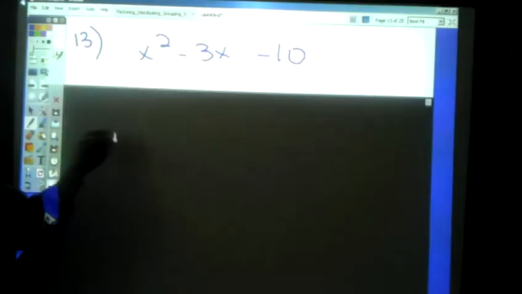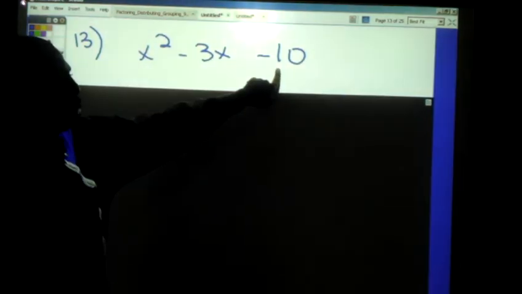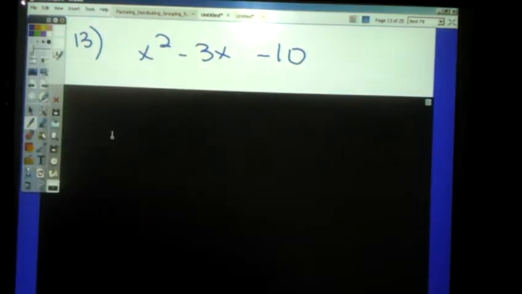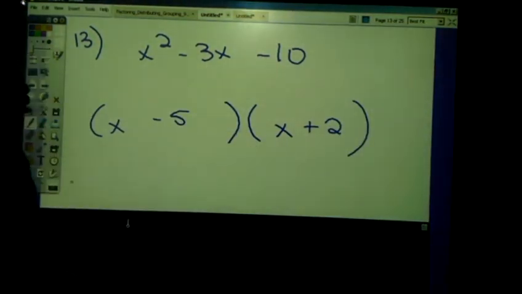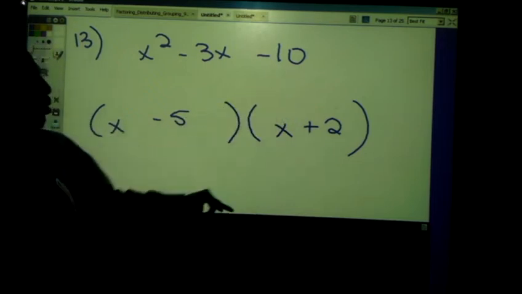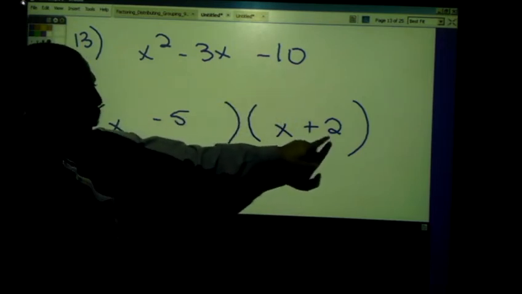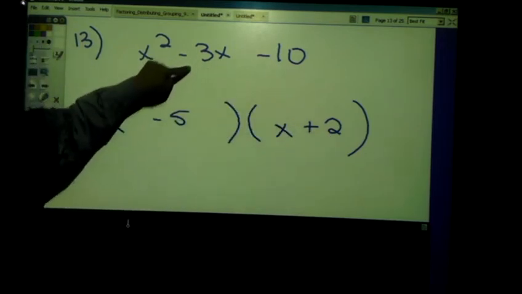So for this one, we're looking for two numbers that multiply to equal negative 10 and add to equal negative 3. Those numbers are negative 5 and positive 2. Negative 5 times 2 is negative 10. If you owe somebody $5 and you pay them 2, you still owe 3.